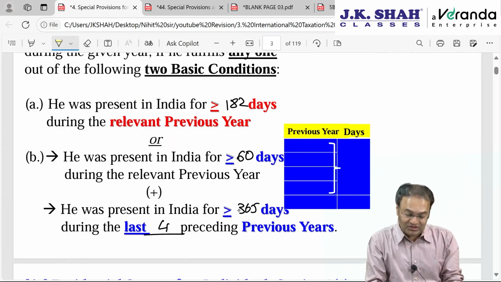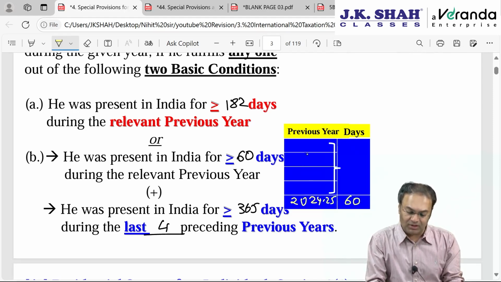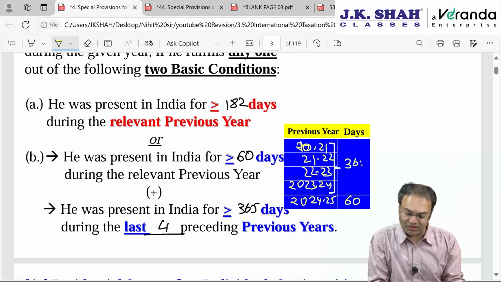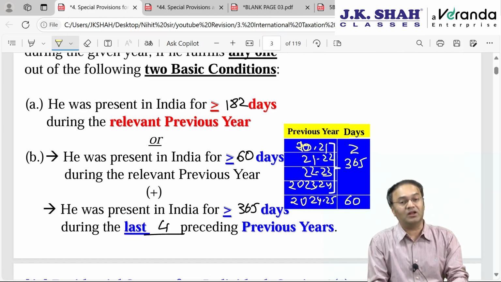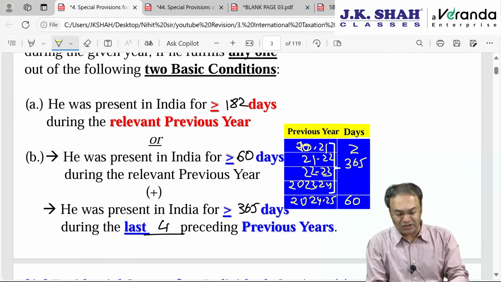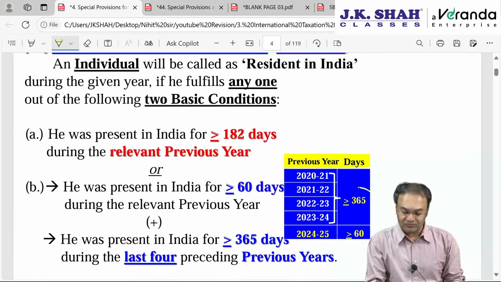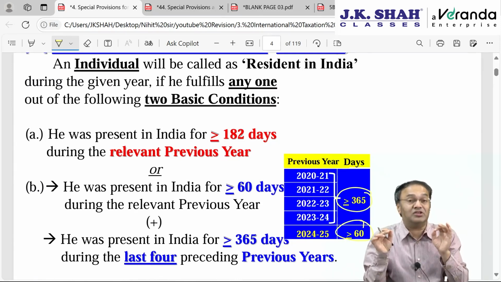So which 4 previous years are we talking about? He should be present in India in 24-25, the current year, for 60 days or more, plus the last 4 years combined together, that is 23-24, 22-23, 21-22 and 20-21. These 4 years combined together 365 days or more. Right, you know this condition. This was there at Inter CA level also. This is the basic condition.